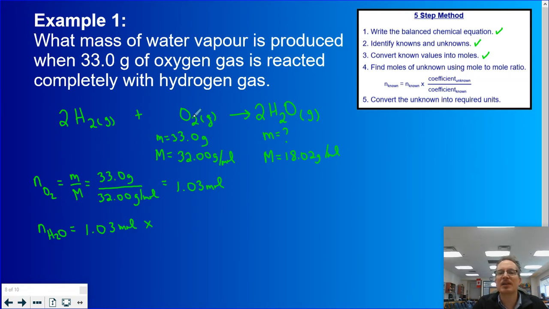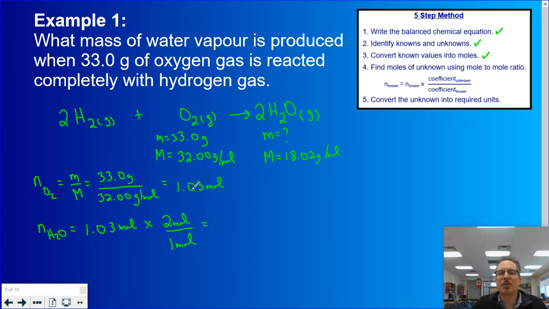From here, I'm going to play a little game of leapfrog. I'm going to multiply the moles of the unknown, the question mark moles. So that's going to be 2 moles. I'm then going to play a little game of leapfrog back. I'm going to divide by the coefficient of my known. And since I don't have one written here, we know it's 1 mole.